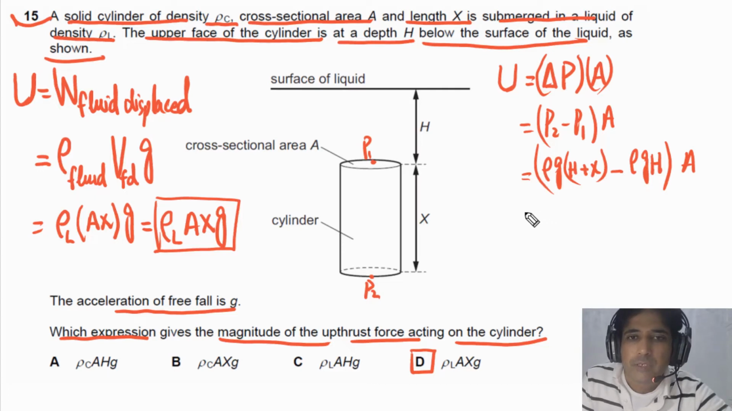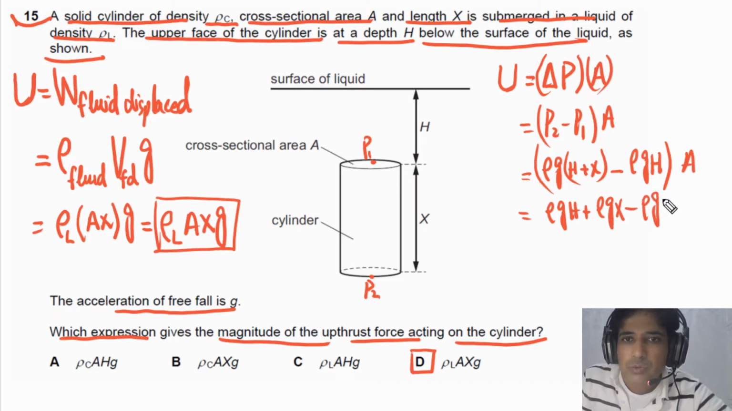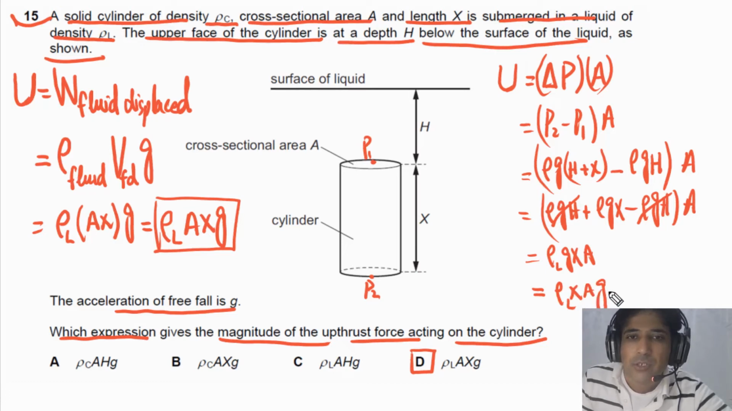Now we can simplify this. We can say this is rho g H plus rho g X, minus rho g H, and this is multiplied by A. We can cancel rho g H with rho g H. So we are simply left with rho, the density of liquid, times g X times A. If we rearrange this, it will be equal to rho L X A times g. So the answer is this one.